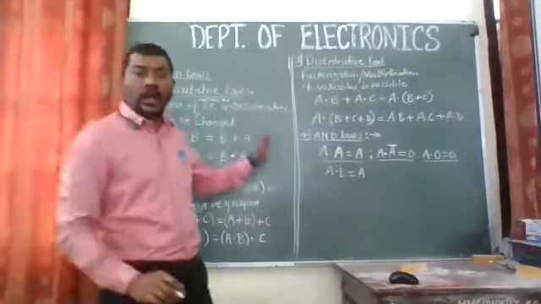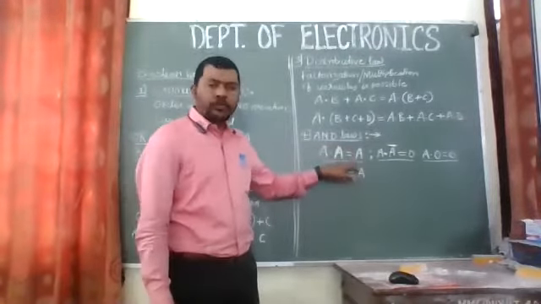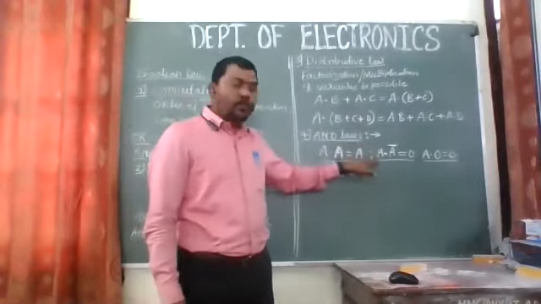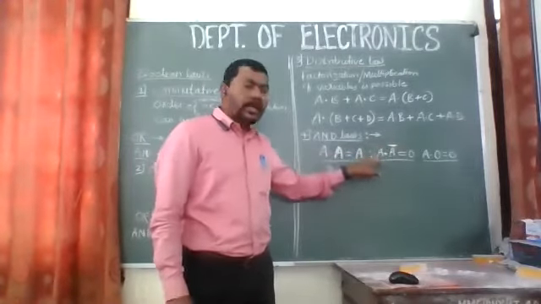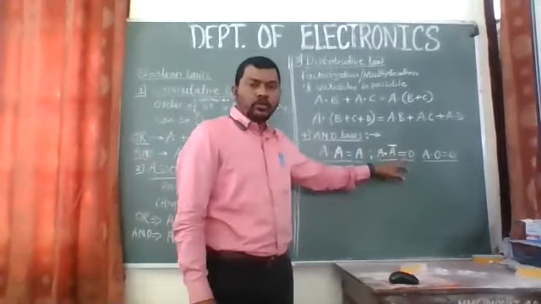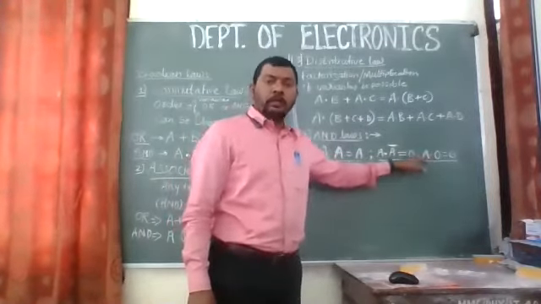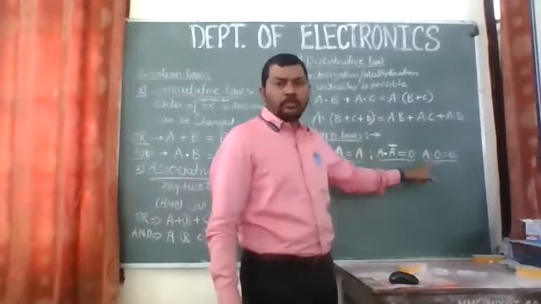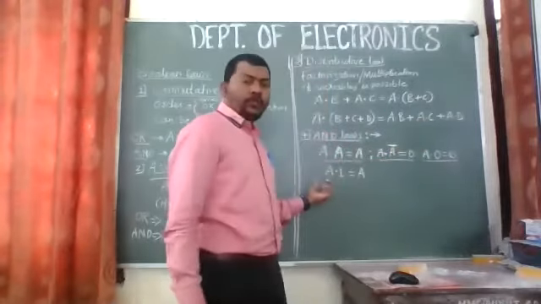Remember this, these are 4 laws. These are all ANDing operations. So if you AND the same variable, the output will be the same variable. A dot A is equal to A. And if you multiply the complement of that variable, A dot A complement is equal to 0. And if you AND a variable with 0, then the output is 0. So if any of the inputs is 0, the ANDing operation will give you 0.